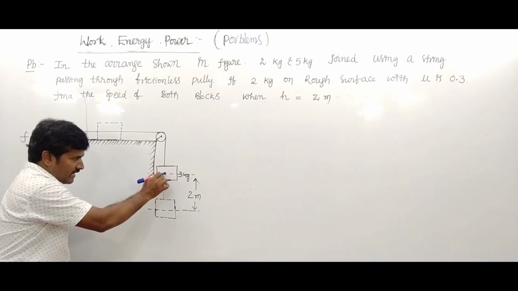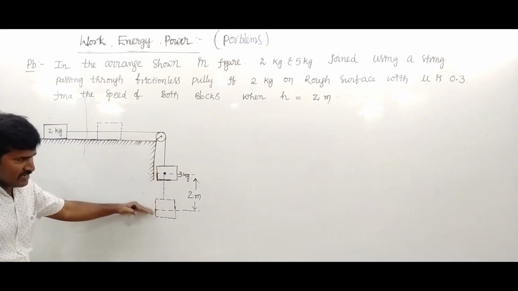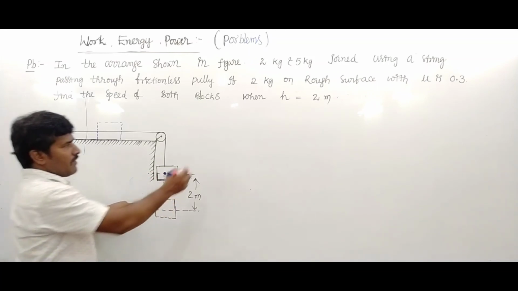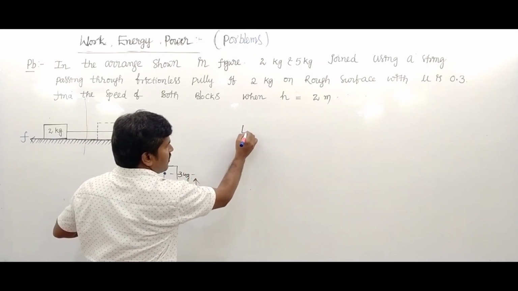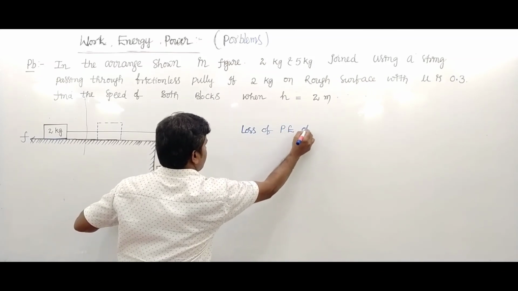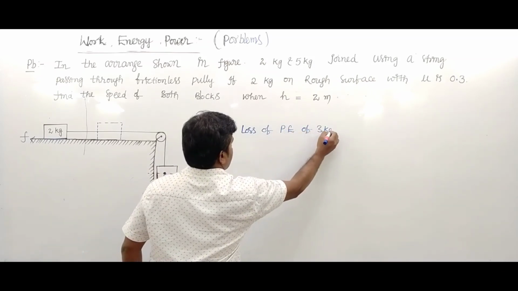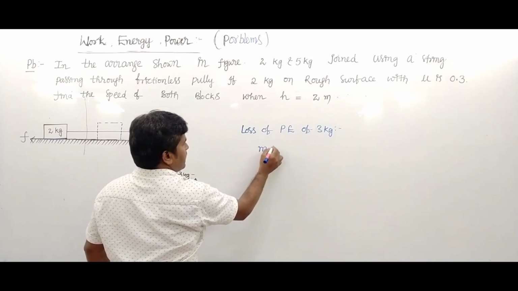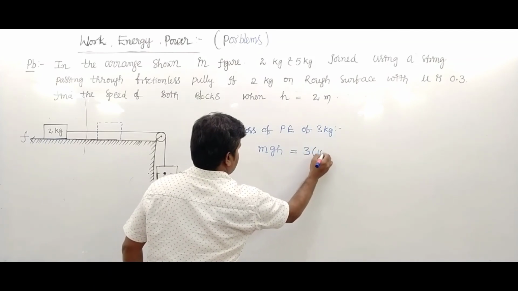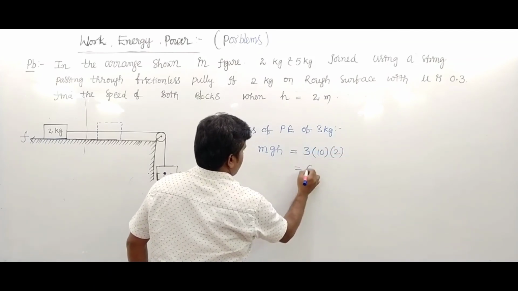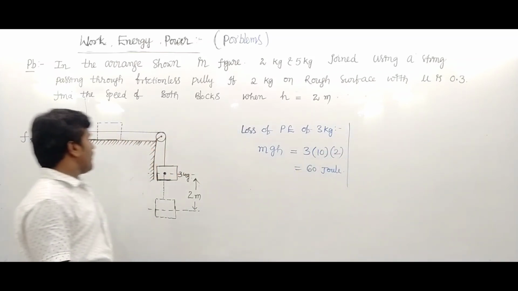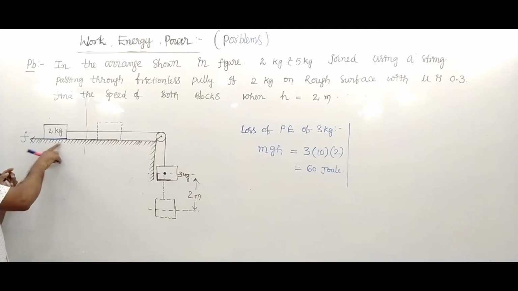Once this block comes down, the potential energy of this block decreases. Loss of potential energy of the 3 kg block is mgh, which is 3 into 10 into h, where h is 2. Its value is 60 joule. This is the loss of potential energy, and some amount of energy is wasted due to friction.